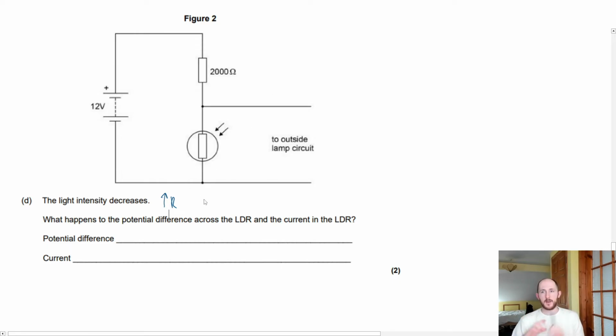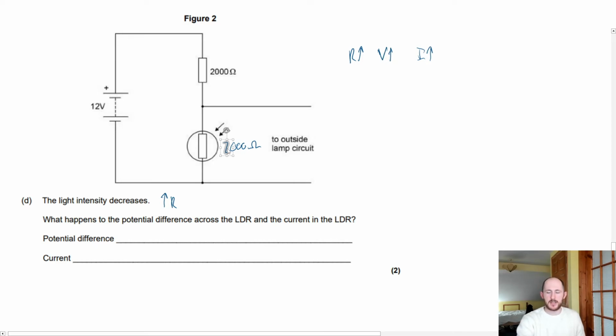And here is how it is. It splits according to resistance. So the more resistance you have, the bigger the share of the voltage you get. So if I have a bigger resistance here, then I will get more of the voltage. If both of these were equal, then they would each get half the voltage. They'd each get 6 volts.